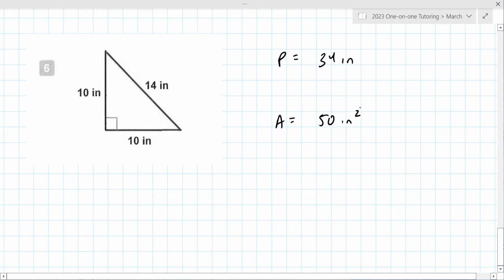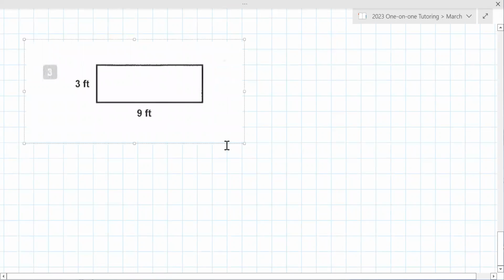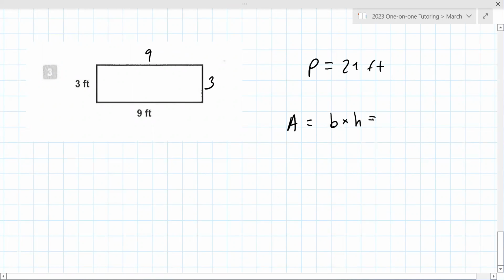Very good. Okay, so let's go take a look at number 3. So 18 plus 6, and if you need to, you can write in the 24. 24 feet. The area, 24 is kind of a theme here. Area is base times height in this problem. So it's 9 times 3, which is 27. Yes. What are the units here? Feet squared. Very good.